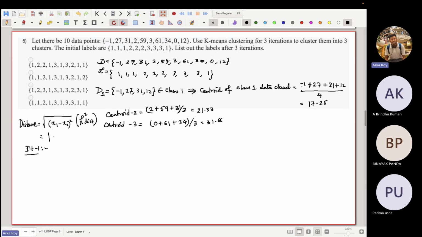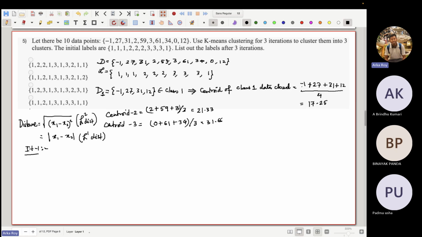It is the same as absolute distance, x1 minus x2, so mod of x1 minus x2, which is the L1 distance. Mind it, this is only true for the single dimensional case. If you go to the higher dimensional case, this will not be true.